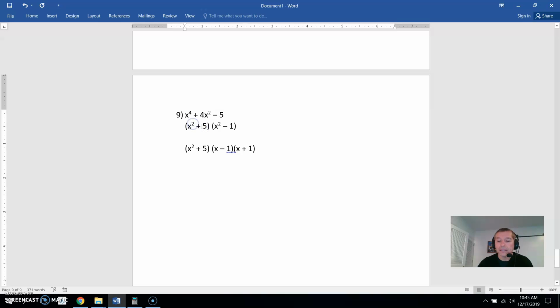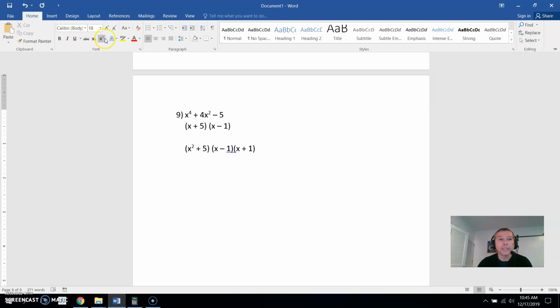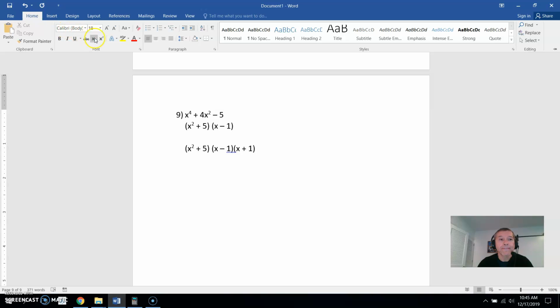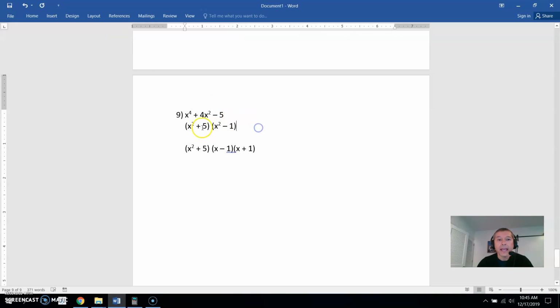But x times x is not x to the fourth. The only way I can get x to the fourth is if both of these are x squareds. So if that's an x squared and this is an x squared, then x squared times x squared is x to the fourth. That works. And 5 times minus 1 is negative 5. And if you check your inner and outer, you will get the 4x squared. That's 5x squared minus 1x squared is 4x squared.